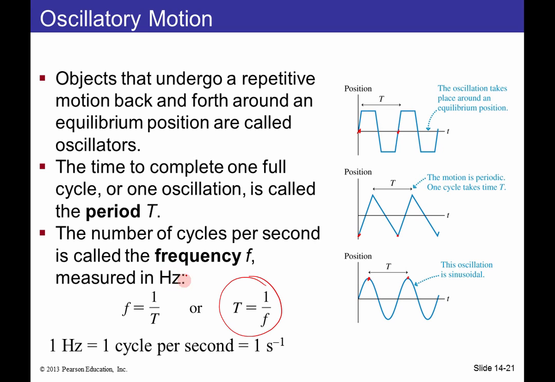The frequency is measured in hertz. The period is measured in seconds or any unit of time. 1 hertz is 1 cycle per second. For instance, your heart beats about 60 times per minute, so the frequency of your heart is 1 hertz, and the period is just 1 second.